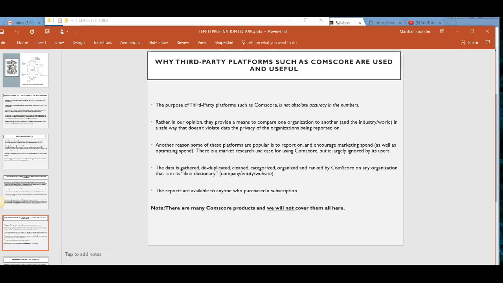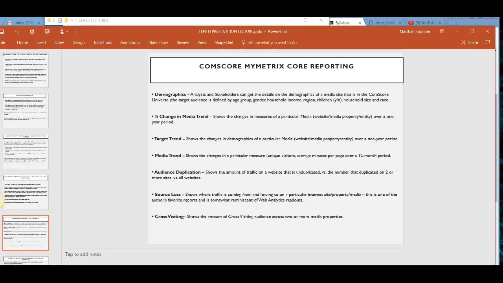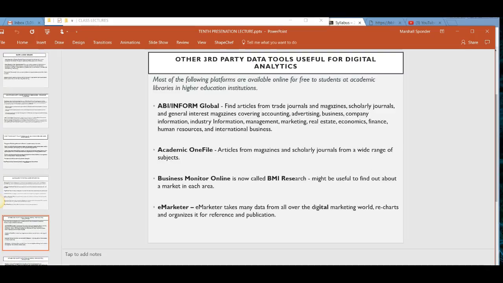So there are a lot of ComScore products, but we only have access to 2. We have the regular MyMetrix and the Plan Metrix. That's all we have. And there's a bunch of standard reports such as demographics, target trend, media trend, audience duplication, source loss, percentage of change in media trend. And I'll have a video on that as well.